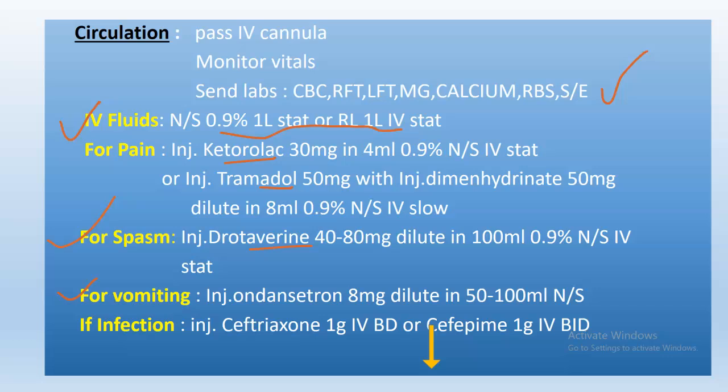Now the main part is giving the antibiotic coverage. For antibiotic coverage, we need to give injection ceftriaxone 1 gram IV BD or 2 gram IV OD depending on the severity, because we can also do the culture depending on the patient's sensitivity to certain antibiotics. Or we can also give injection cefepime 1 gram IV BID. This antibiotic coverage can mostly cover the gram negative infections of the kidney.